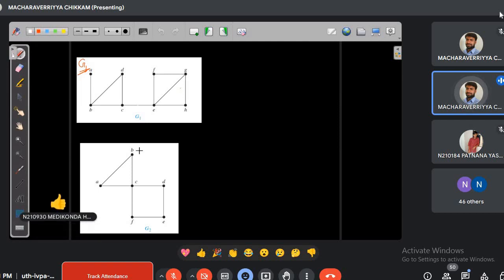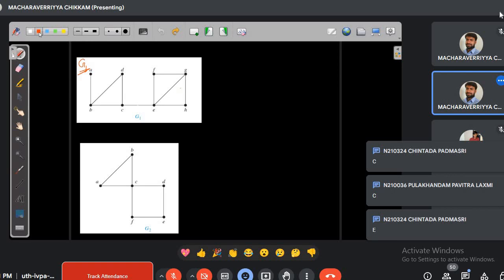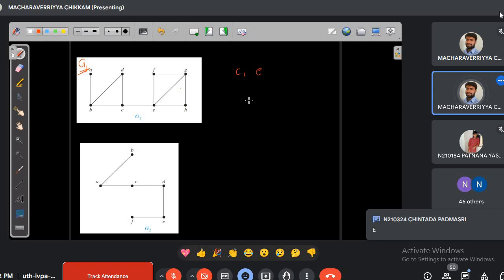Does G1 have any cut vertex? Yeah, what are those? C is a cut vertex. How many cut vertices does it have? C is a cut vertex, E is a cut vertex. That's it, right? By removing any other vertex, you can't make this graph disconnected. There are only 2 cut vertices, C and E.